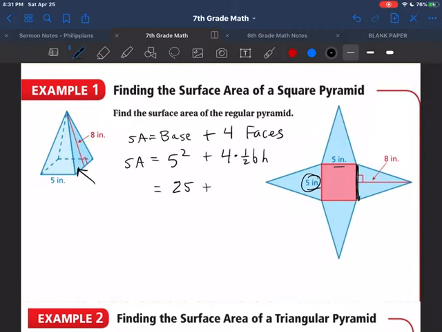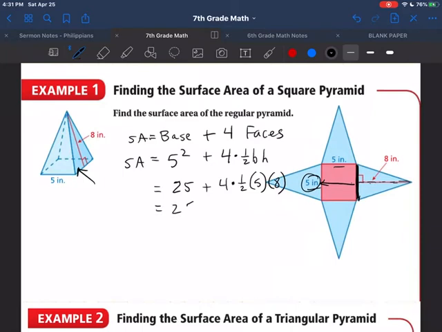So 25 plus 4. 4 is the number of sides. 1/2. The base of this triangle is 5, right? So times 5. And the height is always connected to this altitude that drops down and has the right angle, okay? So always be watching for that right angle to see which one's the height. Not that it matters, because of the commutative property, we can multiply times whatever we want.